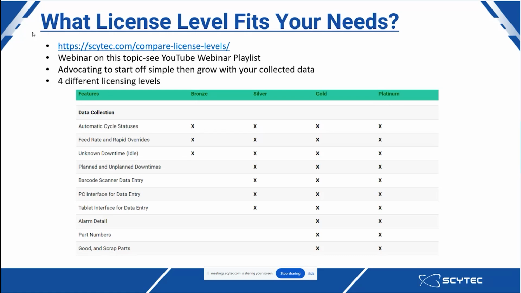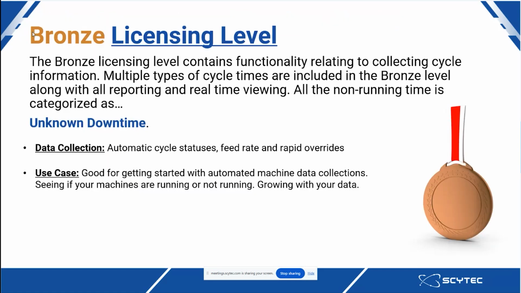Our little motto here is growing with your collected data. So you start off simply and then go from there. We have 4 different licensing levels, including bronze, silver, gold, and platinum. Starting off with bronze, the bronze licensing level contains functionality relating to collecting cycle information. Multiple types of cycle times are included in the bronze level, along with all reporting and real-time viewing.